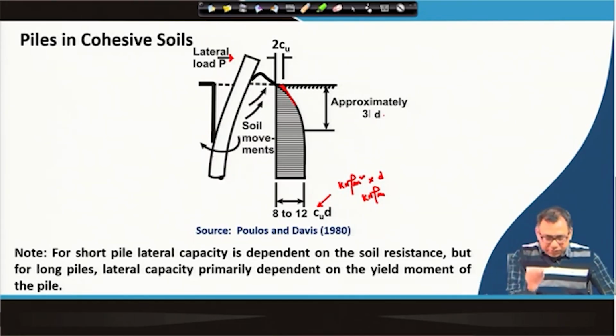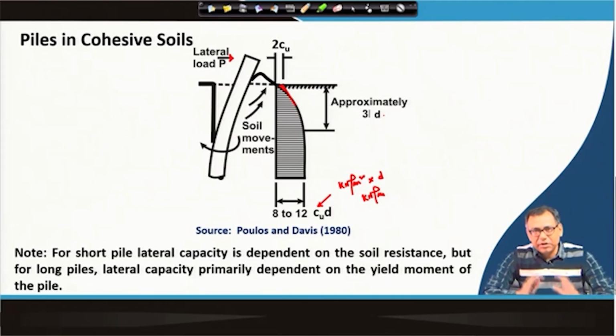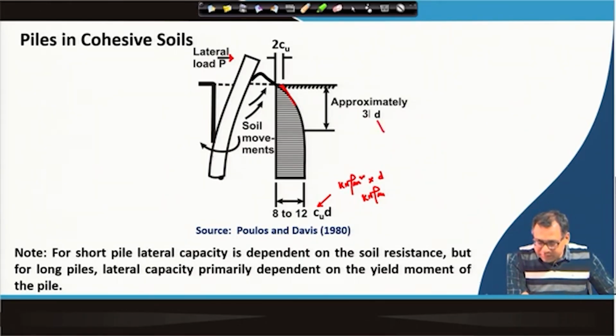Okay. So, based on this distribution for the lateral loaded pile in clay or cohesive soil, there will be a uniform distribution of the stresses or the soil resistance after approximately 3D. This is 3D, where D is the diameter of the pile, from the top of the ground surface.